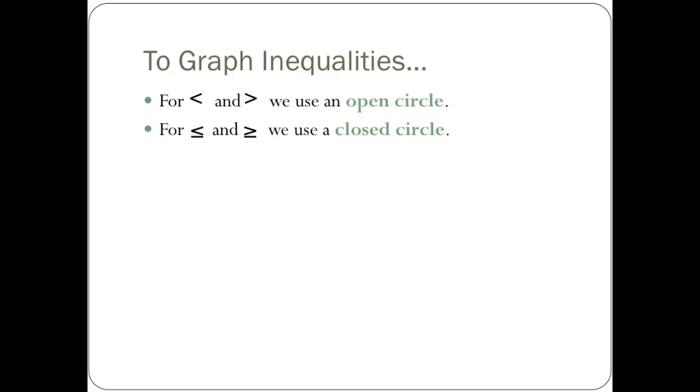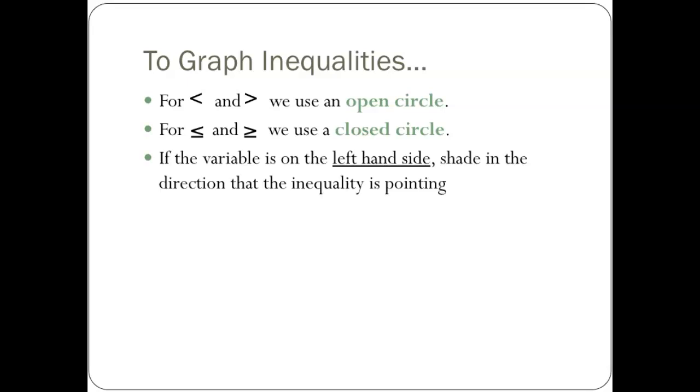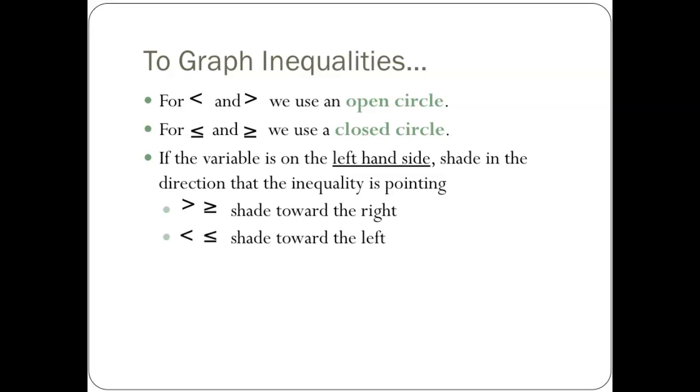Now, if the variable is on the left-hand side, you will shade in the direction that the inequality is pointing. So for example, if you have greater than or equal to, you will shade toward the right because those are pointing towards the right. And if you have less than or equal to, you will shade toward the left, as that is the direction in which those are pointing.